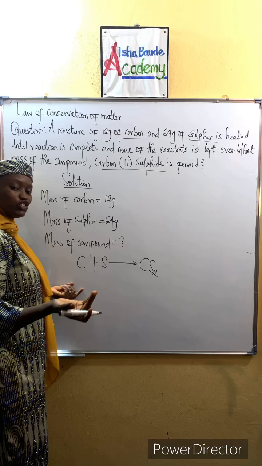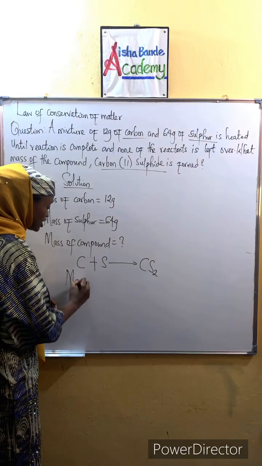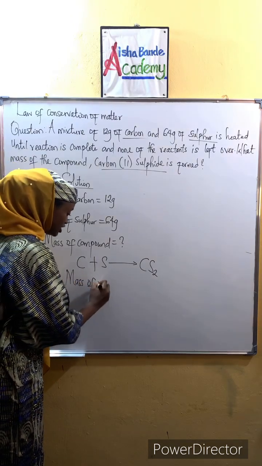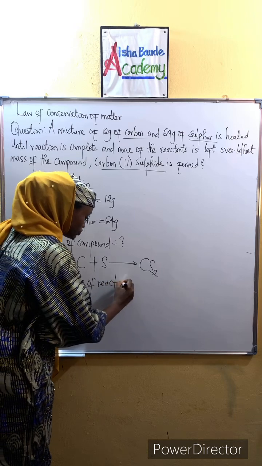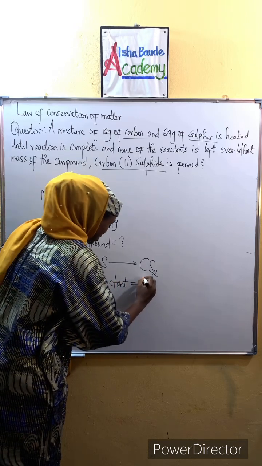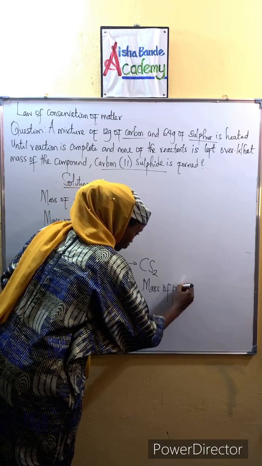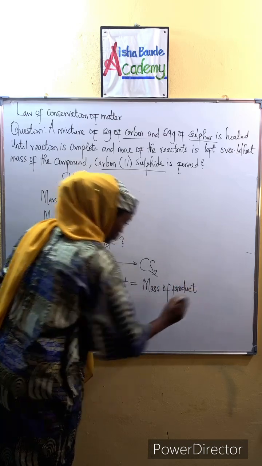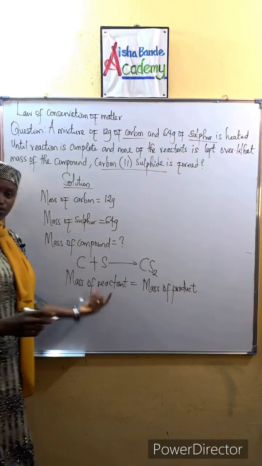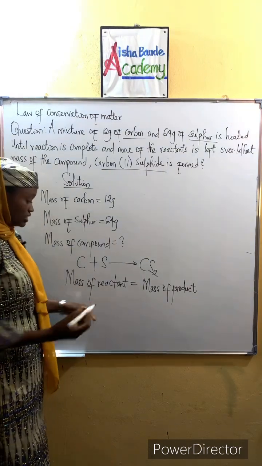On the law of conservation of mass, which says that the mass of reactant is equal to the mass of the product, write this out as the equation. If you come across a question like this in the examination, always write out the statement so as not to miss out any mark.